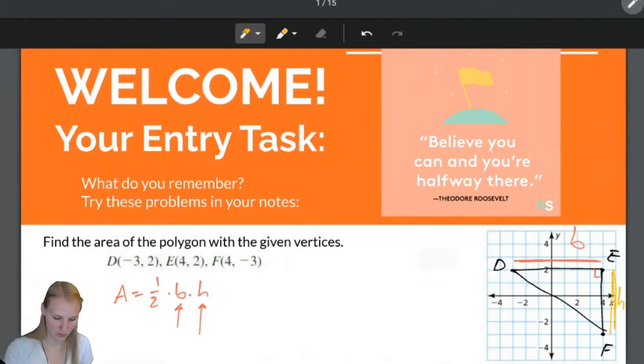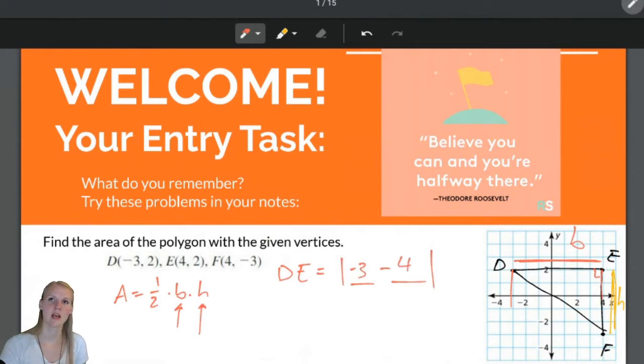So, let's do the base first, DE. Because this is perfectly horizontal, I can take the absolute value of one coordinate minus the other. So D's x-coordinate is -3, and E's x-coordinate is 4. -3 minus 4 is -7, but the absolute value of -7 is +7. So look at that, our base is 7.